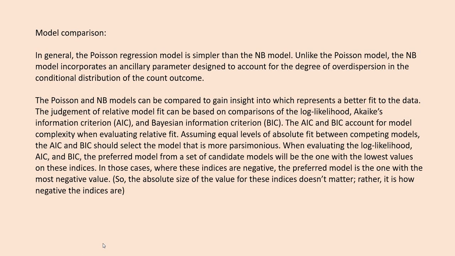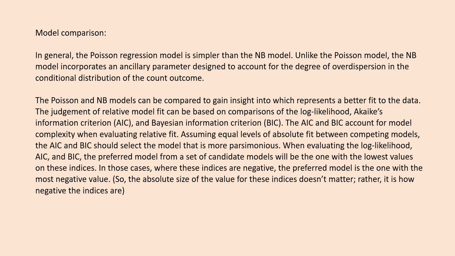Now in general, the Poisson regression model is simpler than the negative binomial model. Unlike the Poisson model, the negative binomial model incorporates an ancillary parameter that is designed to account for the degree of overdispersion in the conditional distribution of the count outcome. The Poisson and negative binomial models can be compared to gain insight into which represents a better fit to the data. The judgment of relative fit can be based on comparisons of the log likelihood, Akaike's information criterion or AIC, and Bayesian information criterion or BIC.